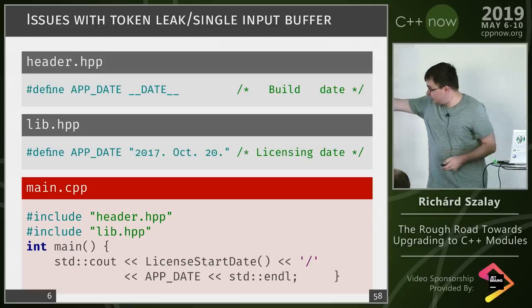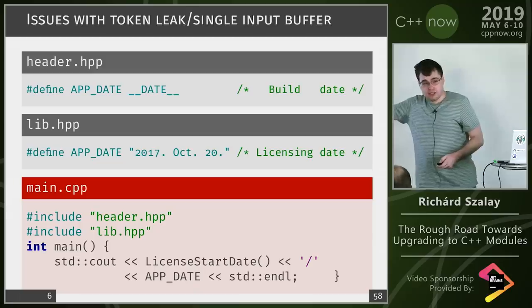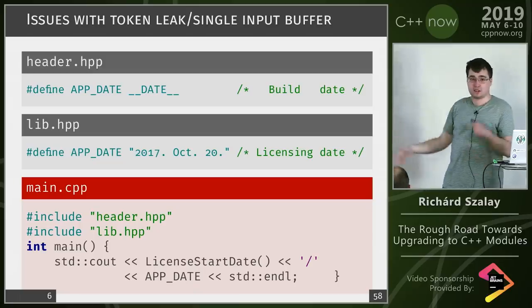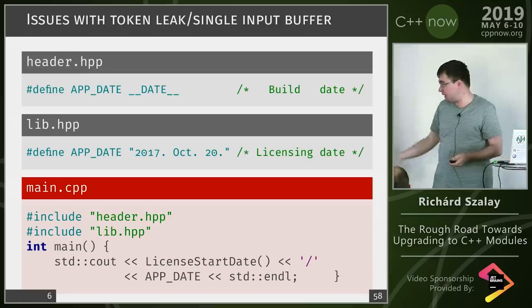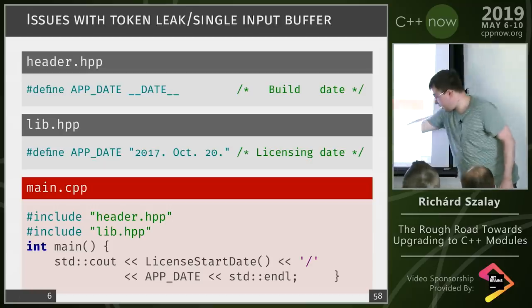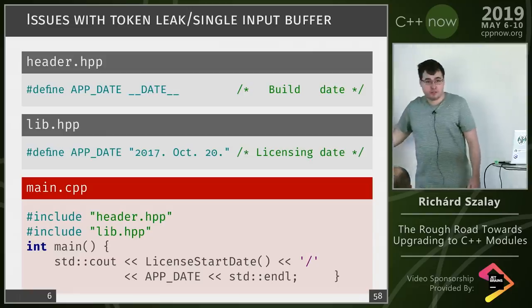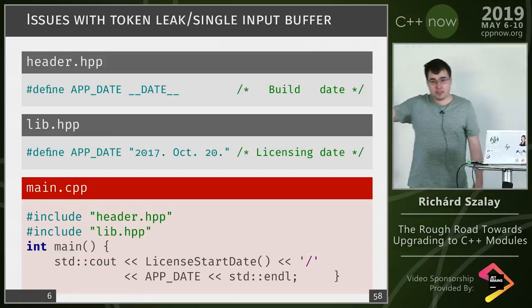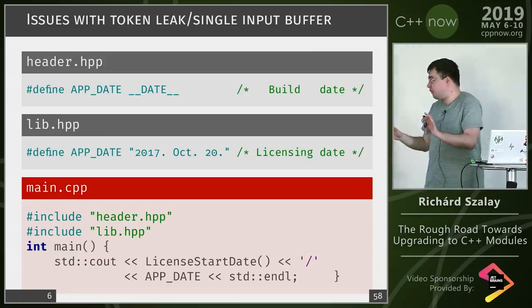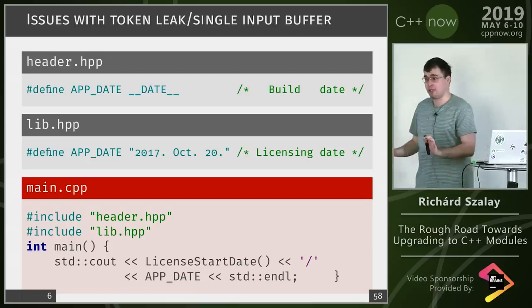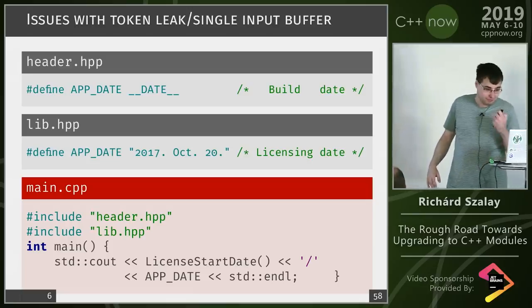So they will do something like this, include both headers, of course, because you need the headers to propagate the type information about this license start date function. And now everything will break because you are redefining a macro. Okay, every compiler of today will give you at least a warning about this, hopefully.